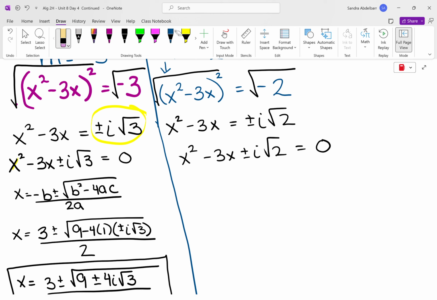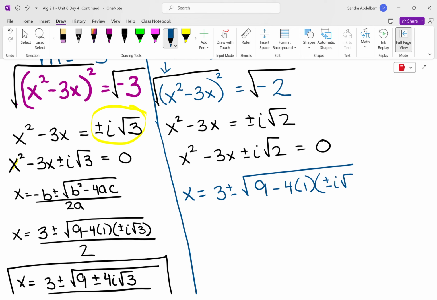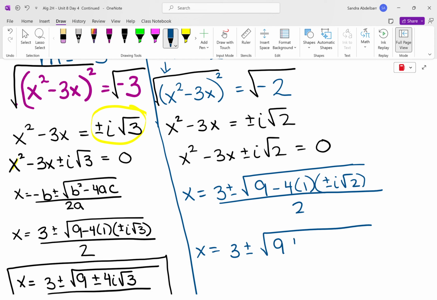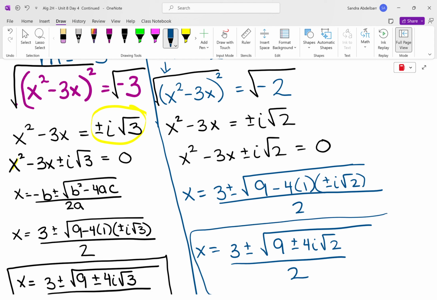So I will have x is equal to 3 plus or minus the square root of 9 minus 4 times 1 times plus or minus i root 2, all over 2. So x will equal 3 plus or minus the root of 9 plus or minus 4i root 2, all over 2. And that is our third and fourth answer. Oh, no, much more than third and fourth.